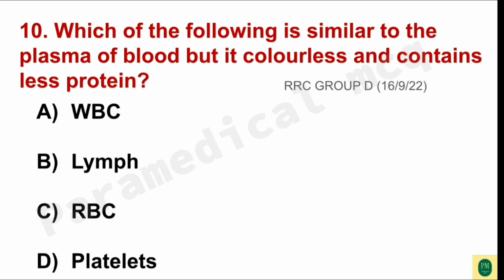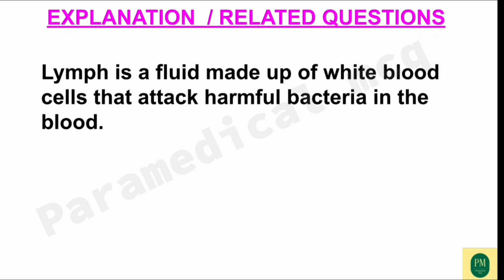Which of the following is similar to the plasma of blood but it is colorless and contains less protein? Option A, WBC. Option B, lymph. Option C, RBC. Option D, platelets. The correct option is option B, lymph. Lymph is a fluid made up of white blood cells that attack harmful bacteria in the blood.